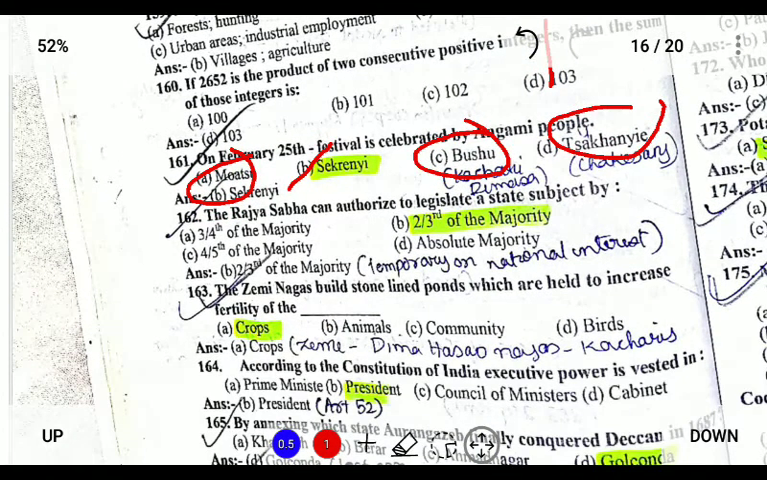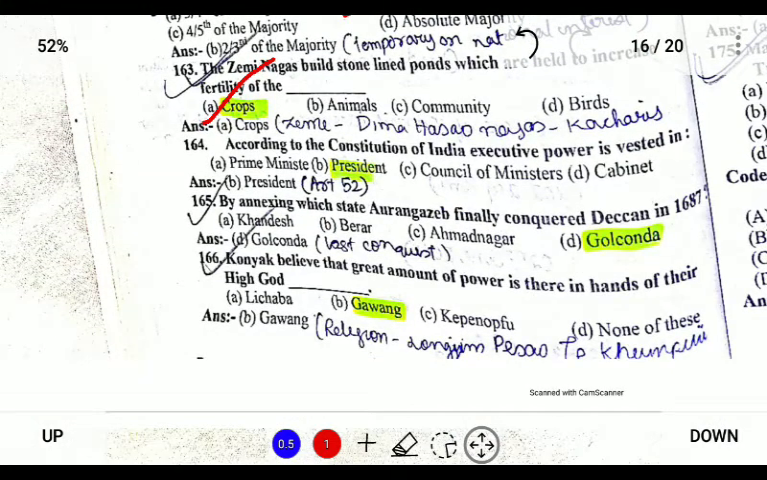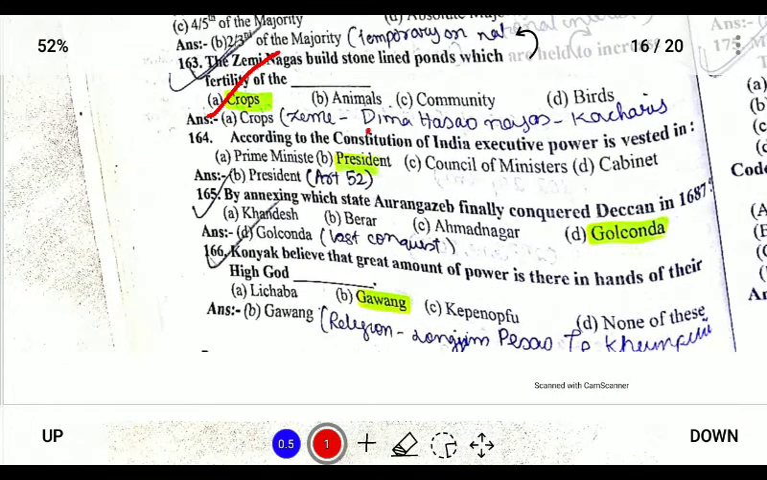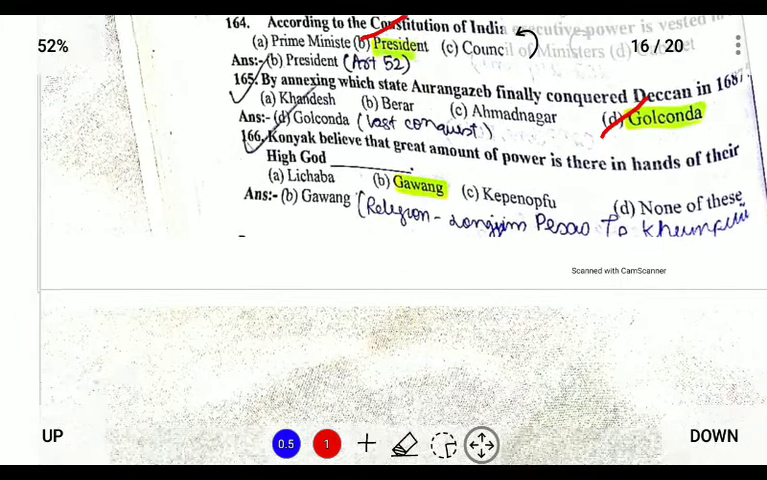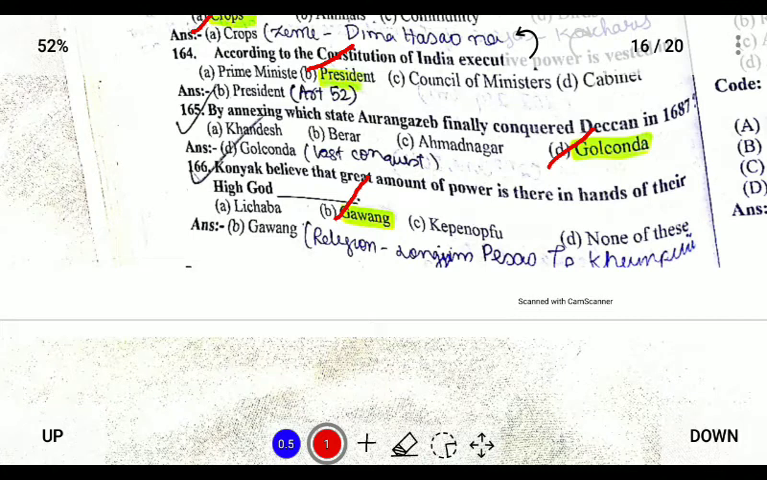The Rajya Sabha can authorize Parliament to legislate on a state subject by a two-thirds majority. And the Zeliang Nagas built stone lane pots which are used to increase the fertility of the crops. Next, according to the Constitution of India, executive power is vested with the president under Article 52 of the Constitution. By annexing which state did Aurangzeb finally conquer the Deccan in 1687? Golconda in southern India. Konyaks believe that a great amount of power is in the hands of the god Gawang. Gawang is the name of the god in the Konyak tribe, Lichaba is for the Aos, and Kenapfo is for the Angamis.